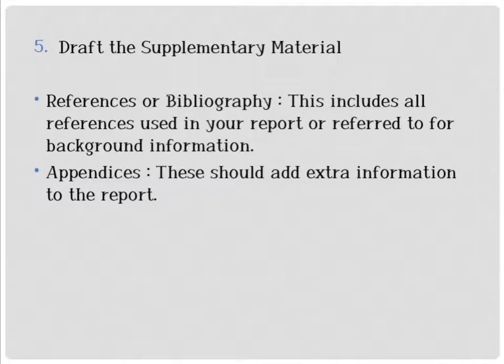Next, step 5. Draft the supplementary material. The first one is references or bibliography. This includes all references used in your report or referred to for background information. This must be done using the referencing convention specified by your lecturer or tutor. And then appendices. This should add extra information to the report. If you include appendices, they must be referred to in the body of the report and must have a clear purpose for being included. Each appendix must be named and numbered.